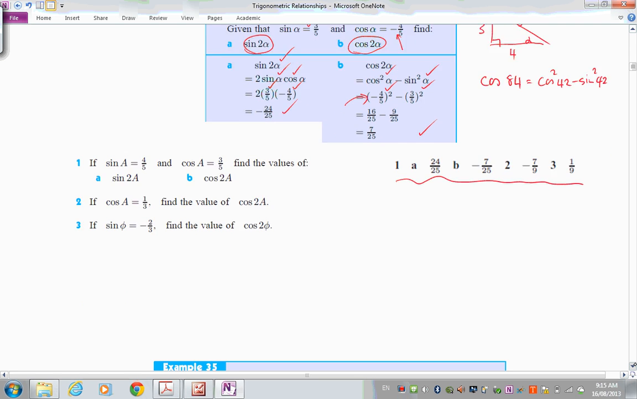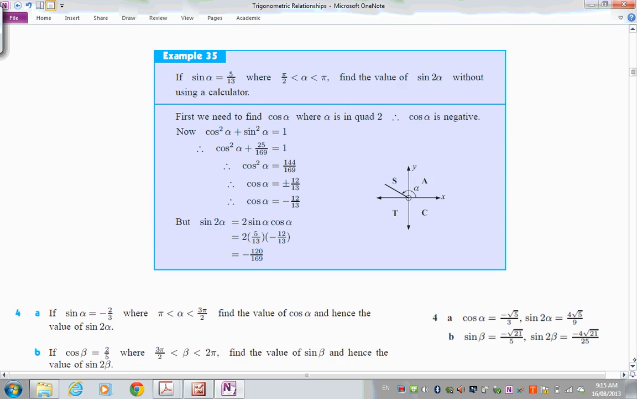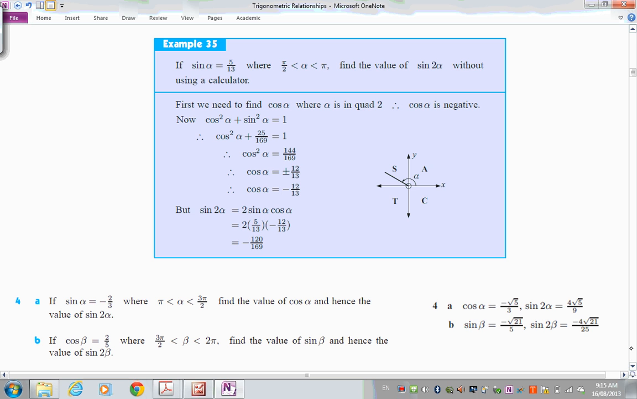Let's go on and have a look at what else we can do. Here's another couple of exercises. So sine of alpha is 5/13. And what's that?